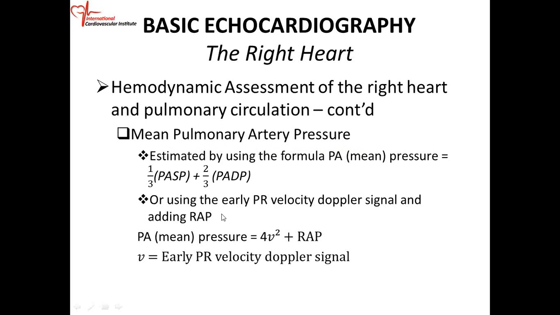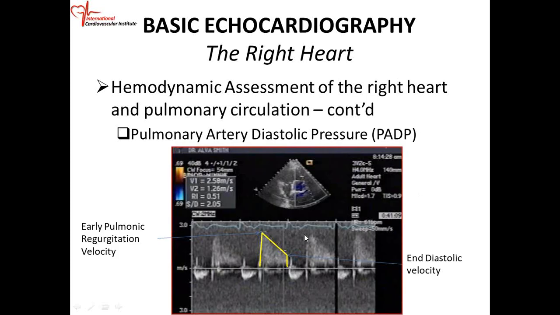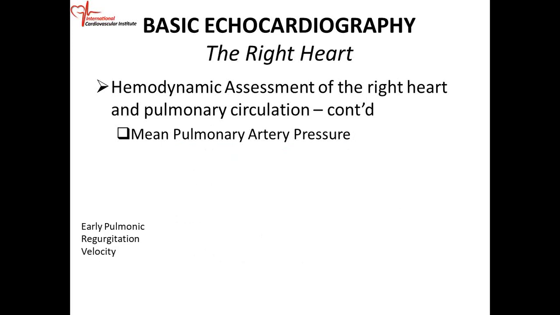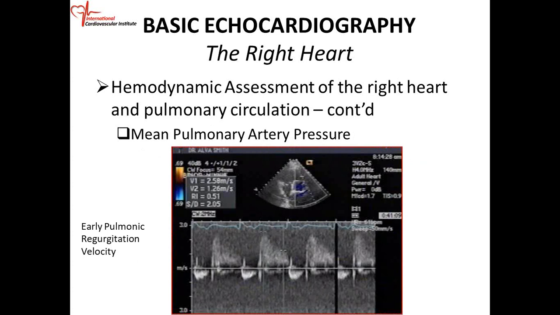Or what you can do, you can use the early PR velocity, square it, multiply by 4, and add the right atrial pressure. So remember, this early pulmonary regurgitation velocity, you can use it if you want the mean PA pressure. You square it, multiply by 4, add the right atrial pressure, and you'll get your mean PA pressure. Okay.